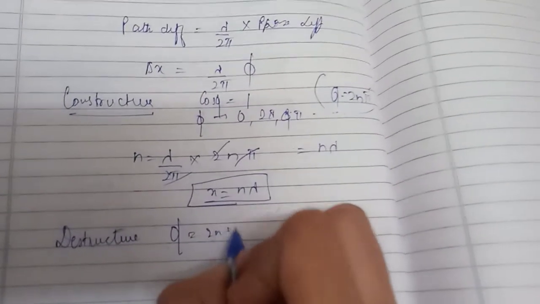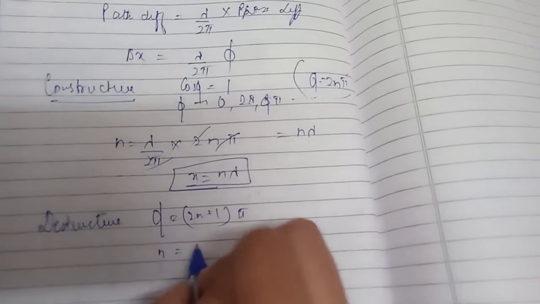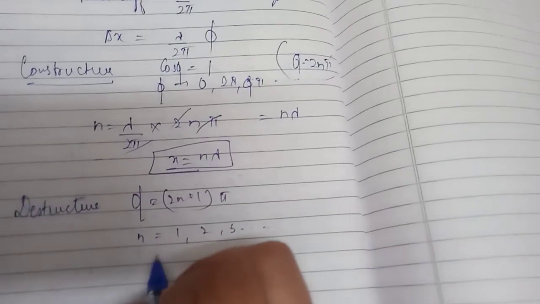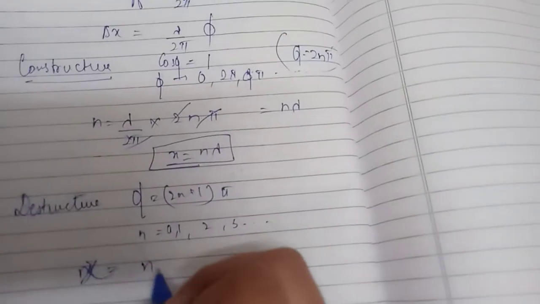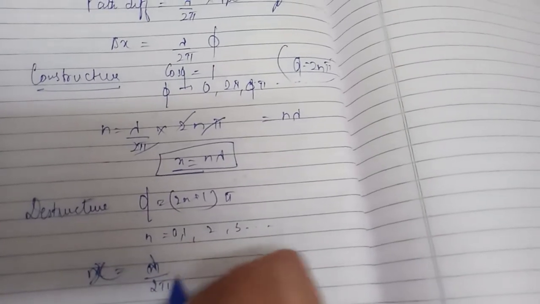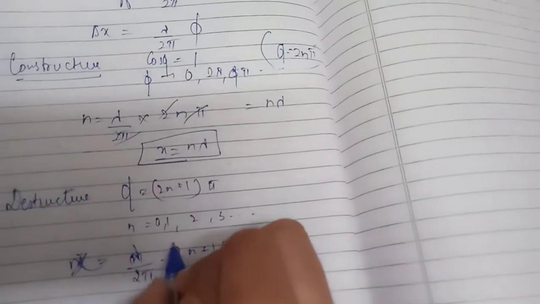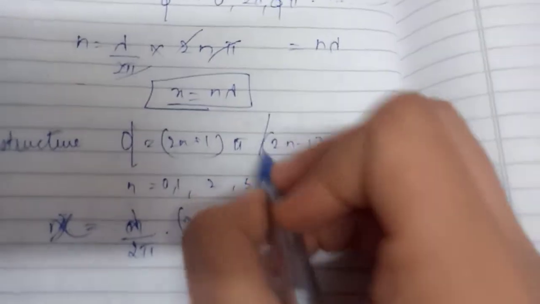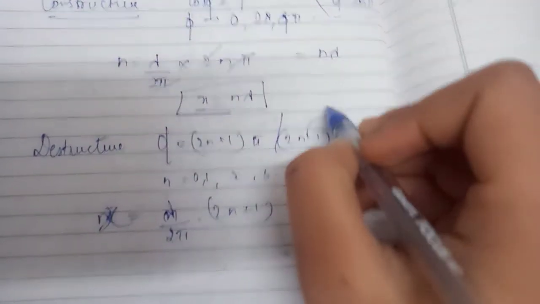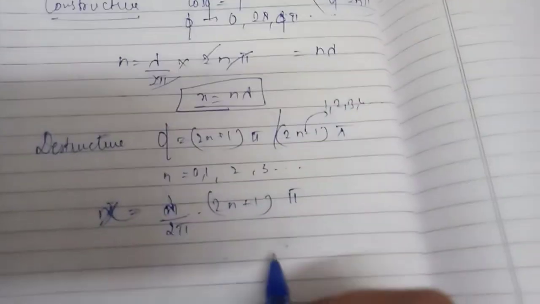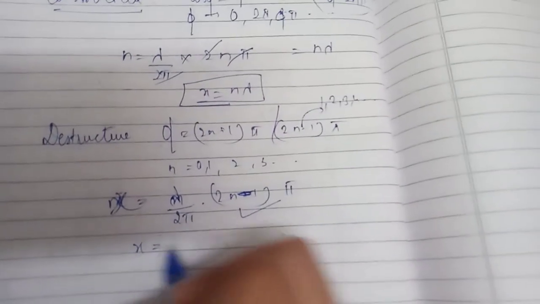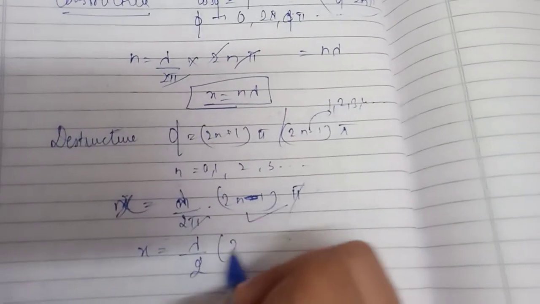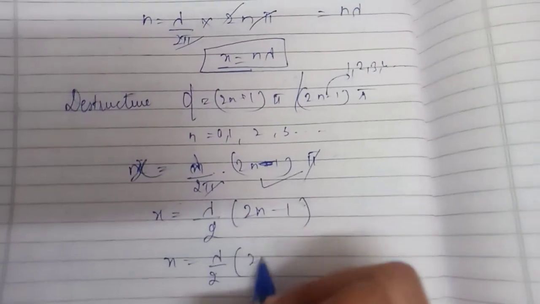And similarly for the destructive one, phi will be (2n plus 1) pi. So n could be 0, 1, 2, 3, and we take odd multiples. So delta x equals lambda by 2 pi into (2n plus 1) pi, or it could be (2n minus 1) pi. We will take both cases. So delta x will be lambda by 2 pi into (2n minus 1) pi, or (2n plus 1) pi.